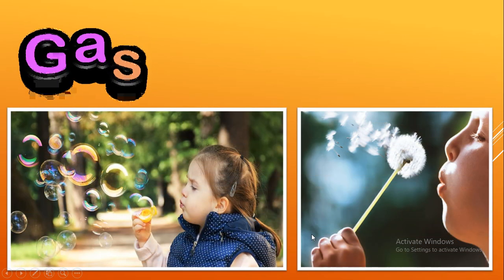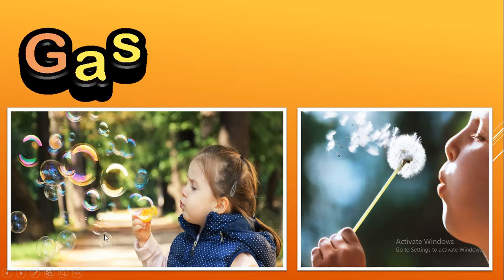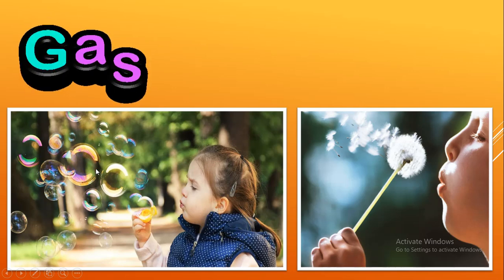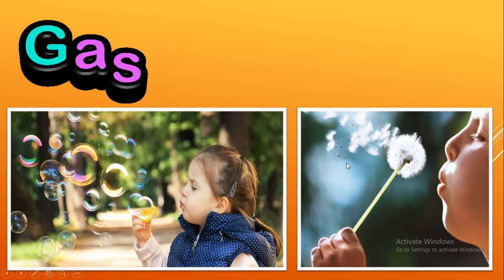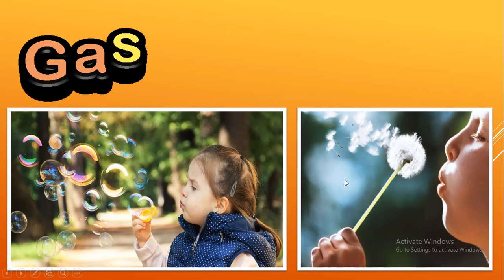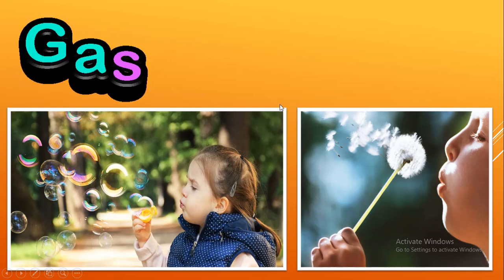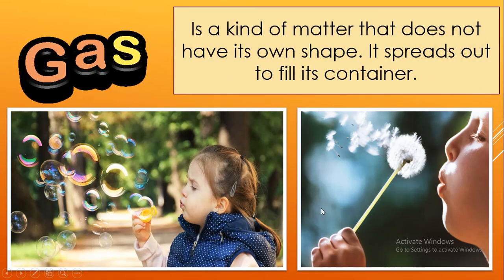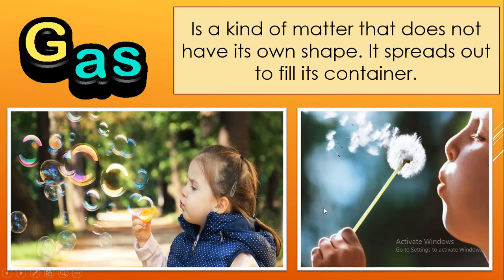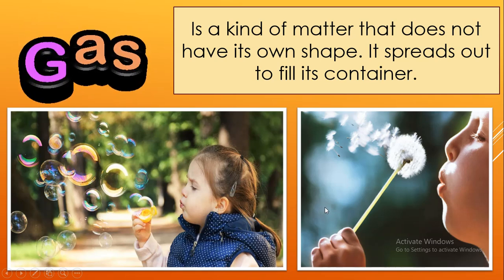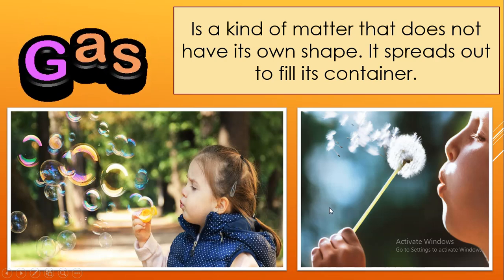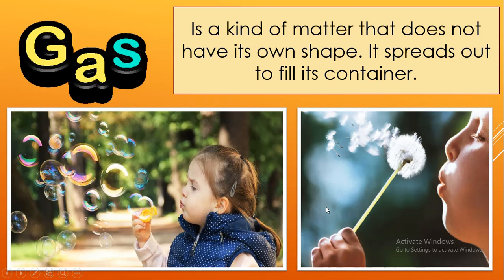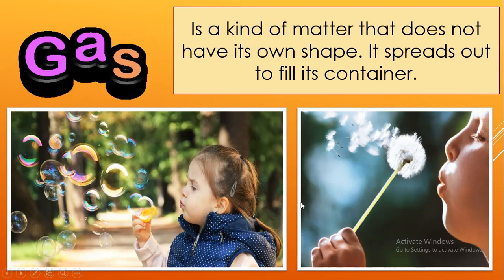Look at these pictures. These are bubbles. They contain air. As you know, air is gas. What is gas? It's a kind of matter that doesn't have its own shape. It spreads out to fill its container. So gases don't have definite shape and they don't have definite volume.